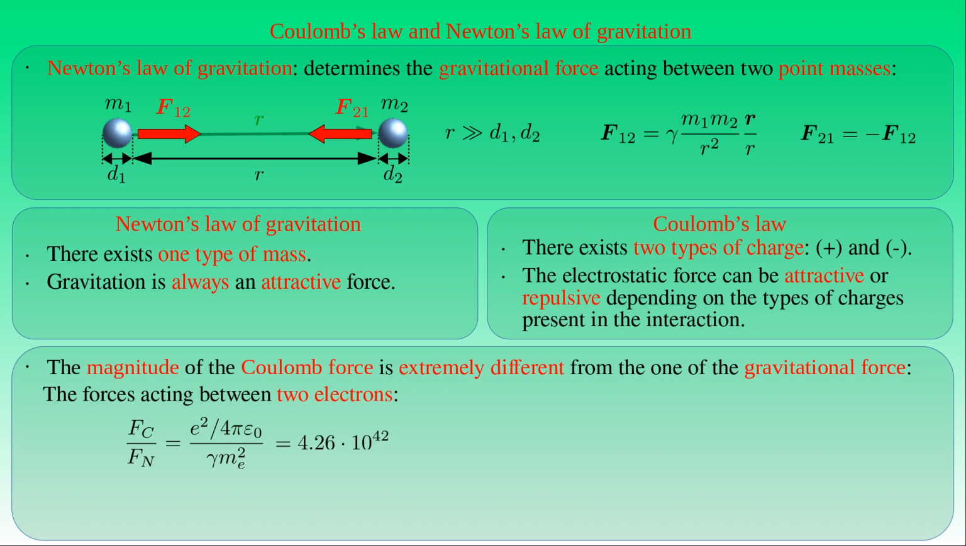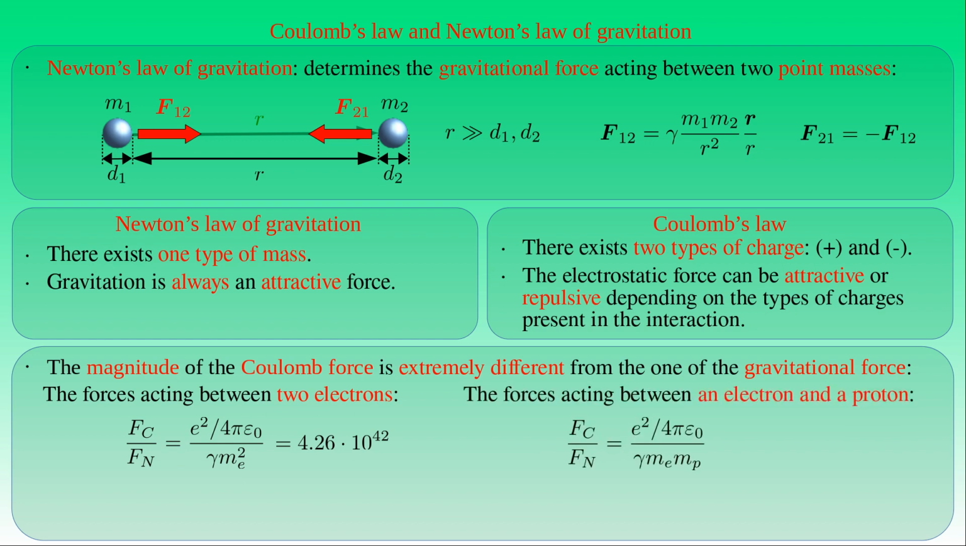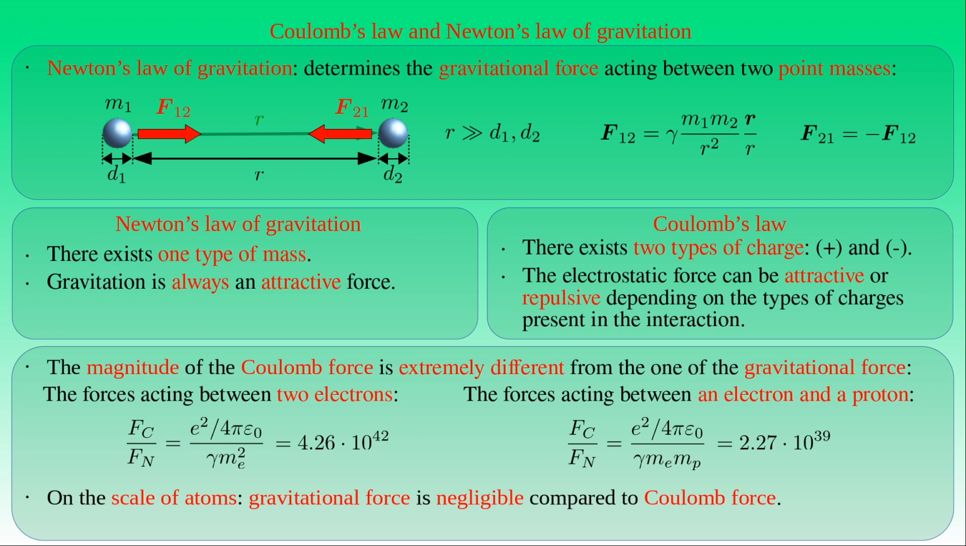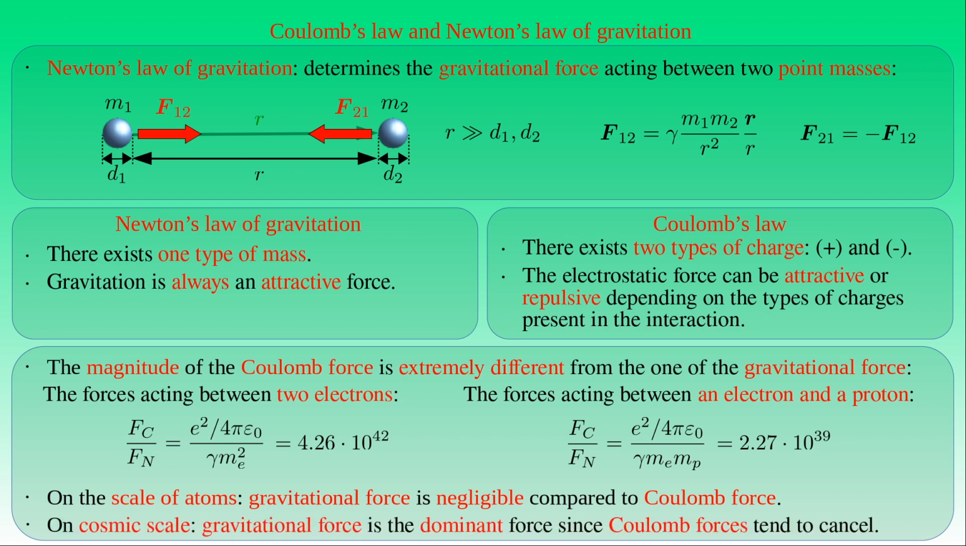The ratio of the magnitude of the electrostatic force to the gravitational force has a smaller value in the case of the interaction of an electron and a proton. Although protons have the same charge as electrons, they are much more massive particles. As a result, the ratio of the magnitude of the forces is equal to 2.27 times 10 to the 39. These results demonstrate that gravitational forces are negligible compared to electrostatic forces on the scale of atoms, molecules and nuclei. However, gravitational force on a cosmic scale dominates interactions between large objects such as planets, stars and galaxies because it is always attractive, while Coulomb forces on average tend to cancel.